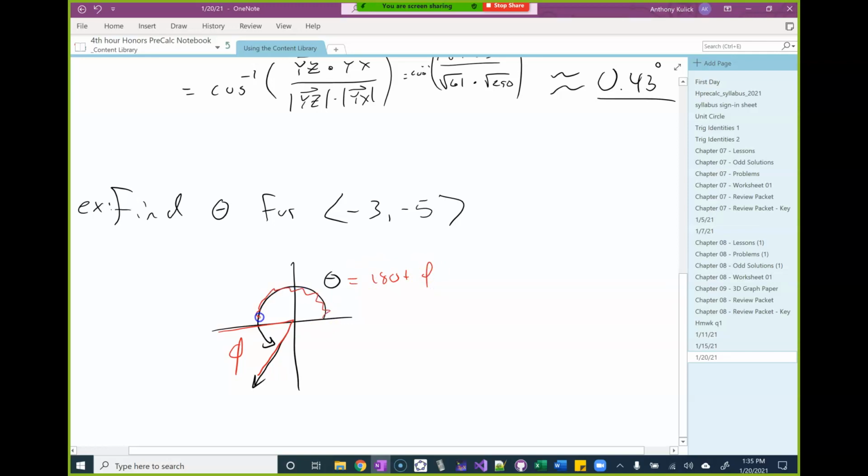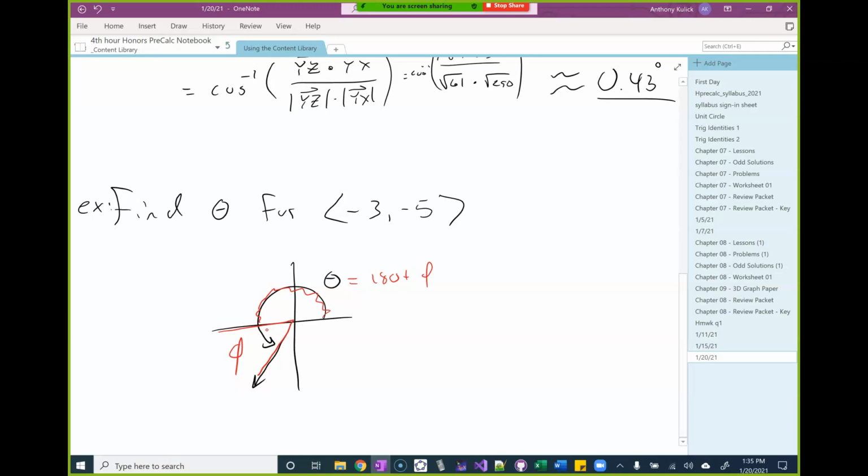Because this part is 180 and then we add that much more. Okay with that? So I'm always going to draw the picture, because without the picture I don't know whether I should be adding or subtracting. I don't know if I should be using 90 or 180 or 270 or 360 or whatever. Is that okay?